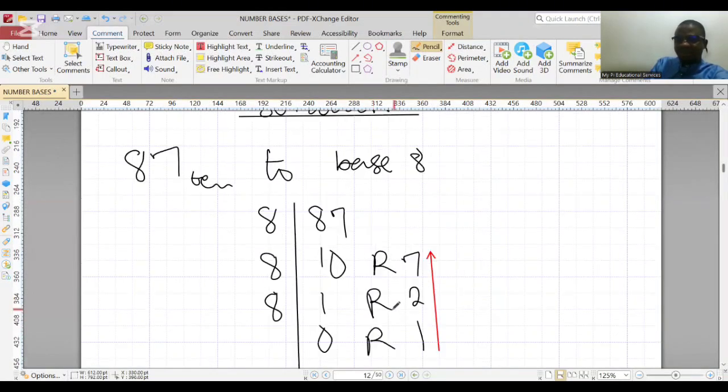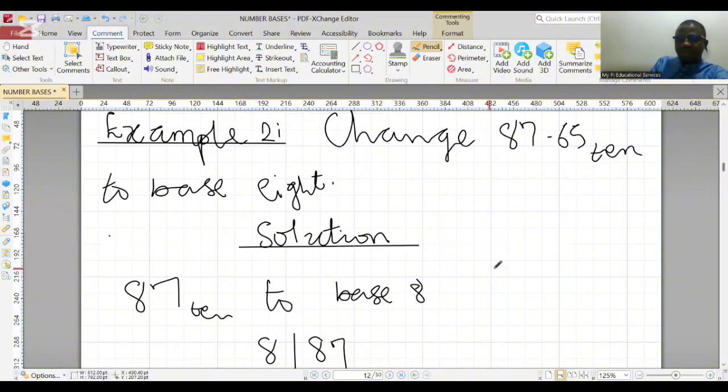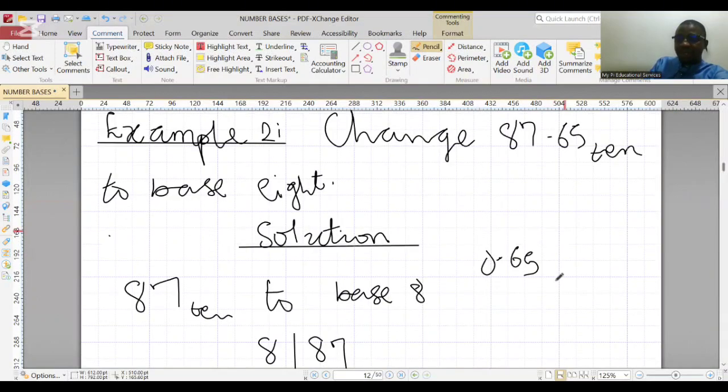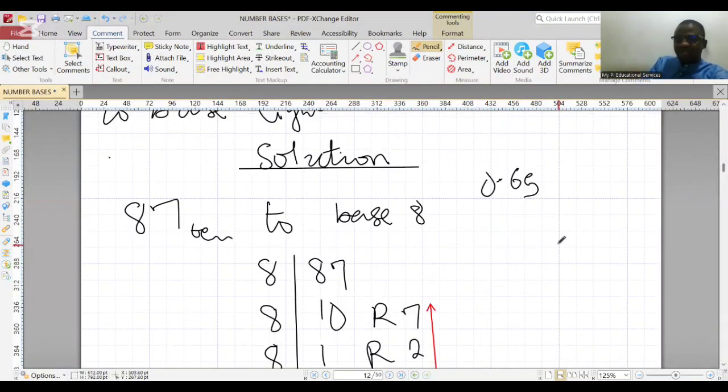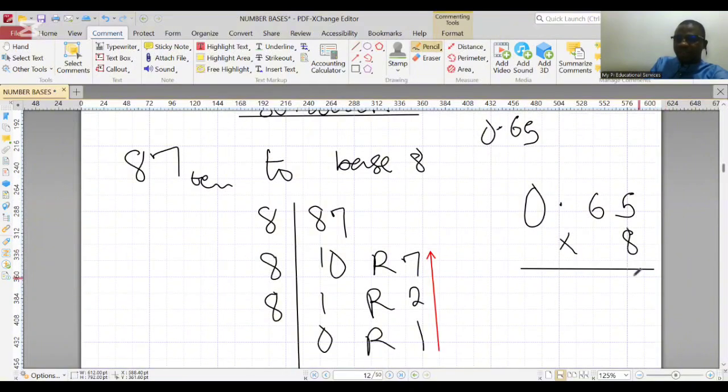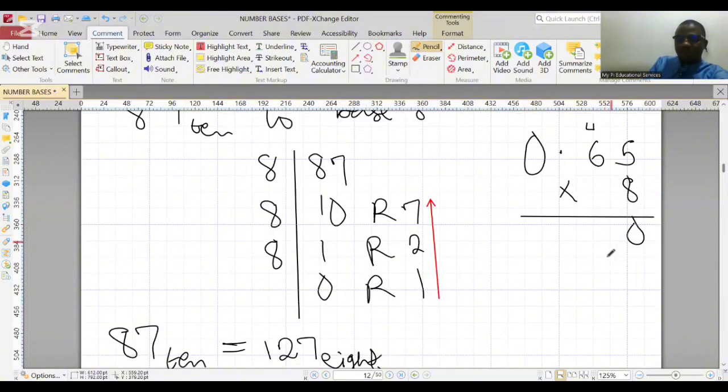Now let's take the decimal part, 0.65. Because we are changing from base 10 to base 8, we keep multiplying by 8. Don't forget, we are only interested in the decimal part. So we multiply by 8. 8 times 5 gives 40, so you write 0 and put 4 here. Then 8 times 6 is 48, and 48 plus 4 gives you 52. So you write 2 and put the 5 here.